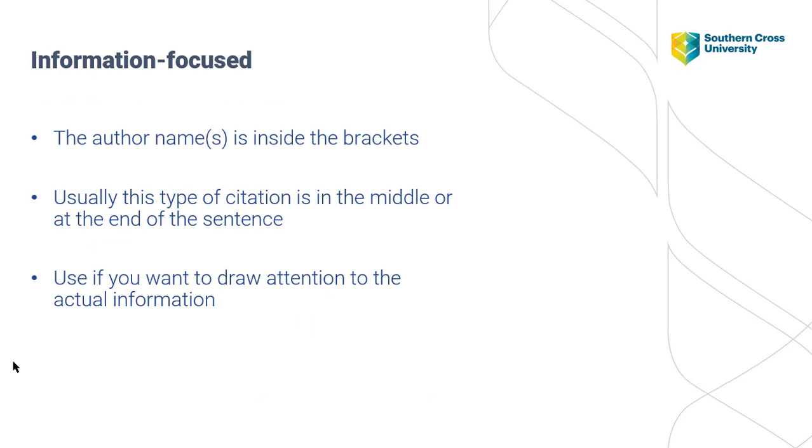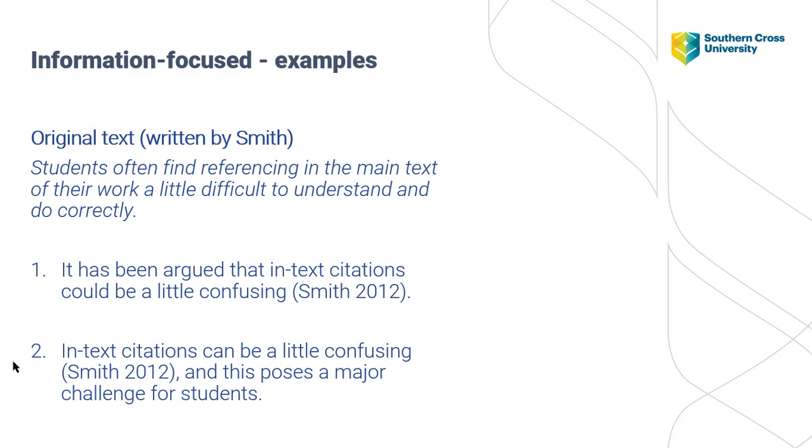Now, if I want to change the style and use information-focused referencing, the author's name is inside the brackets this time. Okay? Now, when we're using this type of citation, it most frequently occurs in the middle or at the end of the sentence. And unlike author-focused referencing, we use this if we want to draw attention to the actual information itself. So let's have a look at how examples of this might look.